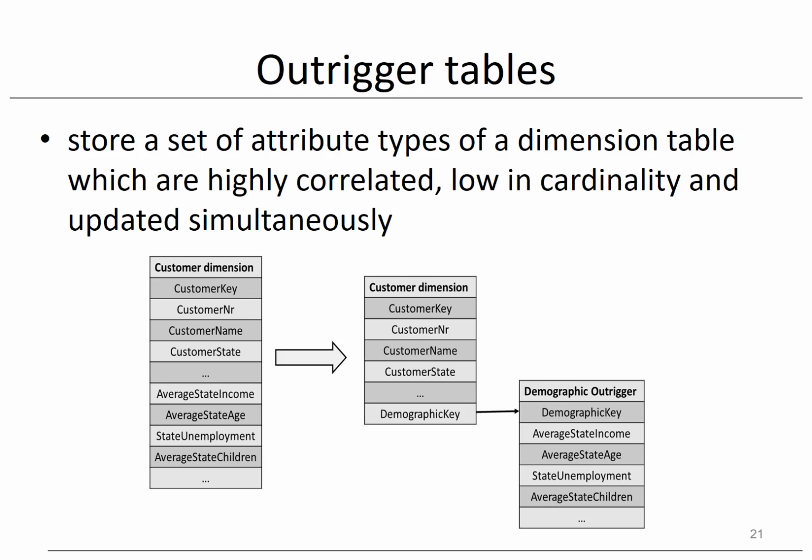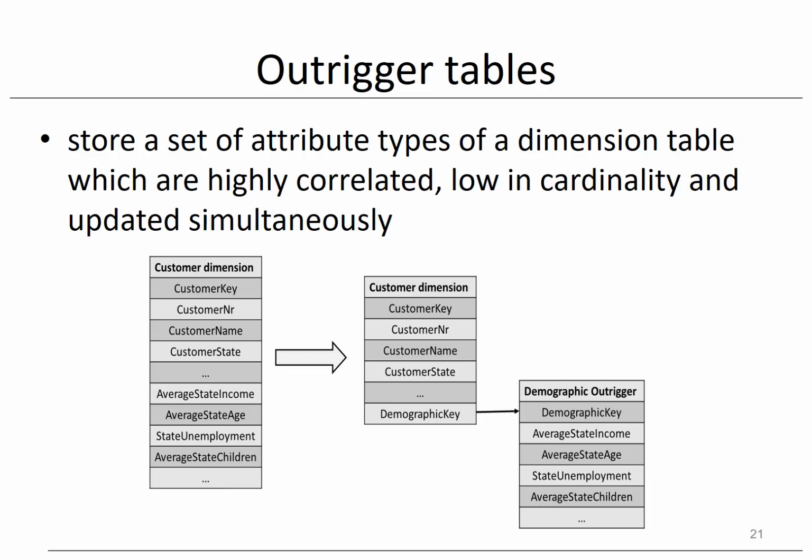An Outrigger table can be defined to store a set of attribute types of a dimension table which are highly correlated, low in cardinality, and updated simultaneously. As an example, suppose we have a customer dimension table which also includes demographic data obtained from an external data provider. More specifically, attribute types are provided on a monthly basis such as average income, average household size, unemployment rate, percentage female population, percentage home ownership, etc. in the geographical region where the customer lives.